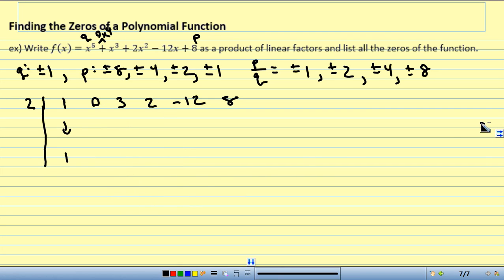Let's try negative 2. So that's going to give me negative 2. And that's going to give me 4, 7. So much fun. Just so much fun. Negative 14. 2 times negative 14. Negative 12. Positive 24. Negative 12. And so that's going to give me positive 24. Nope.